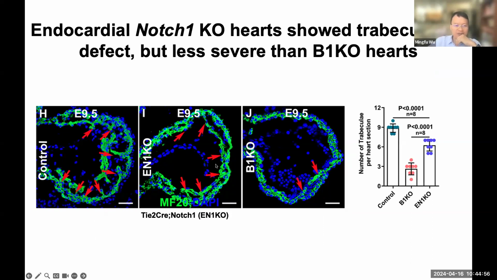In the knockout, there's a trabeculation defect, but we still can see there are trabeculae. For example, there's a trabecula here, there's a trabecula here, and there's a trabecula here. All those indicated by the red arrows show there's trabeculation. In the B1KO, you can see the phenotype is much more severe than the endocardial Notch1 knockout, suggesting that deleting Notch1 is not a key factor causing the trabeculation defect.